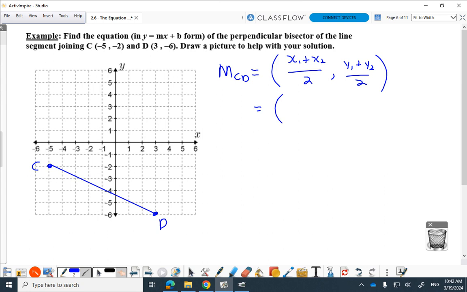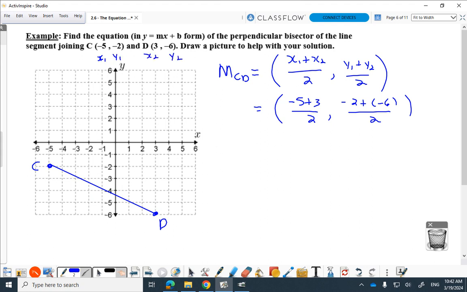-5 plus 3 over 2, and -2 plus -6 over 2. x1 plus x2, yes. y1 plus y2, yes, label them. Yes, label them. x1, y1, x2, y2.